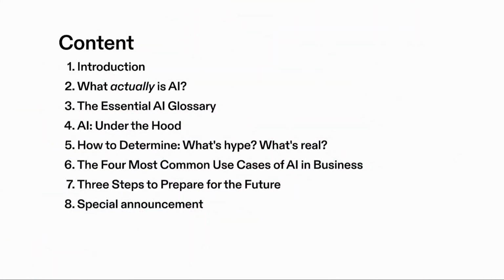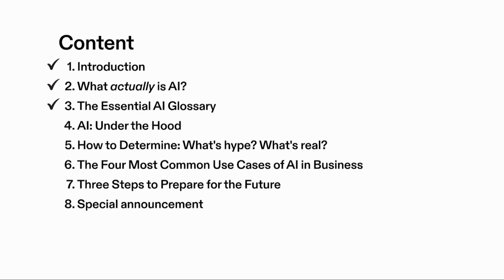So here's what we're going to go through. I'm going to try and give you all of this in less than 30 minutes. So quick introduction. Secondly, what actually is AI? Thirdly, I'm going to go through the essential AI glossary, all the terms you need to know, all the words you keep hearing so that you can be a part of that conversation. Then I'll go through how does this stuff actually work under the hood? What's happening behind the scenes of ChatGPT and other examples?